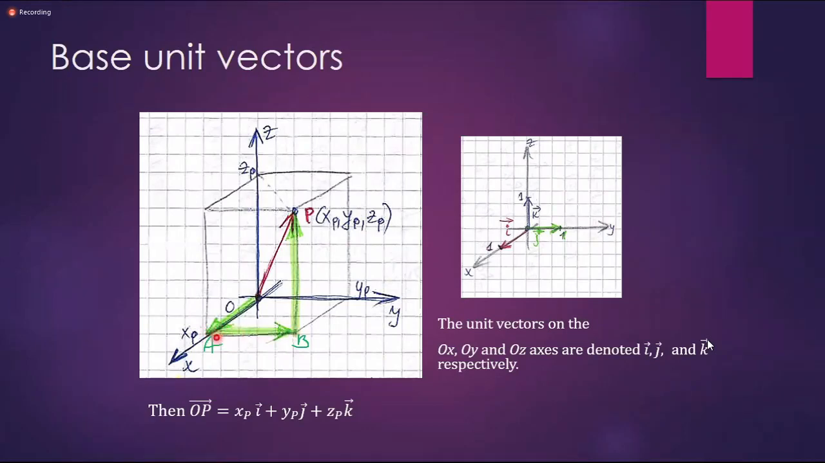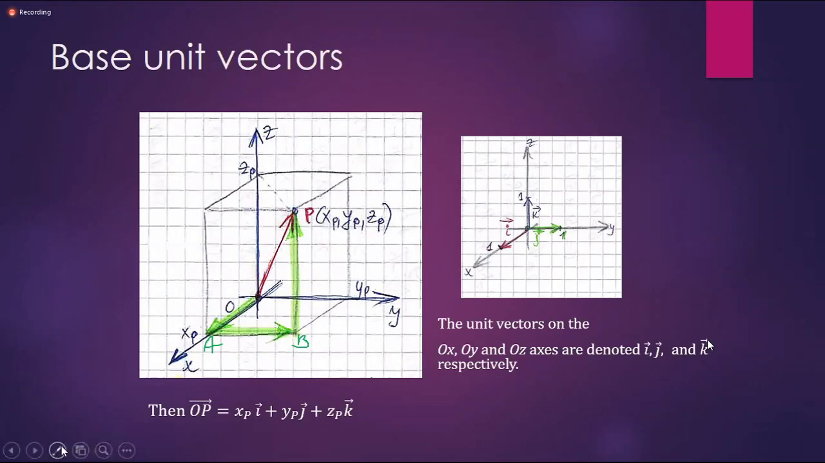Then AB, it's the same as this vector here. So that would be the y coordinate of point P, lengthwise, positive or negative, negative if we are going in the opposite direction, multiplied by the unit vector j. So, for example, we could have 3 unit vectors i, 4 unit vectors j, plus some number of unit vectors k in the z direction.